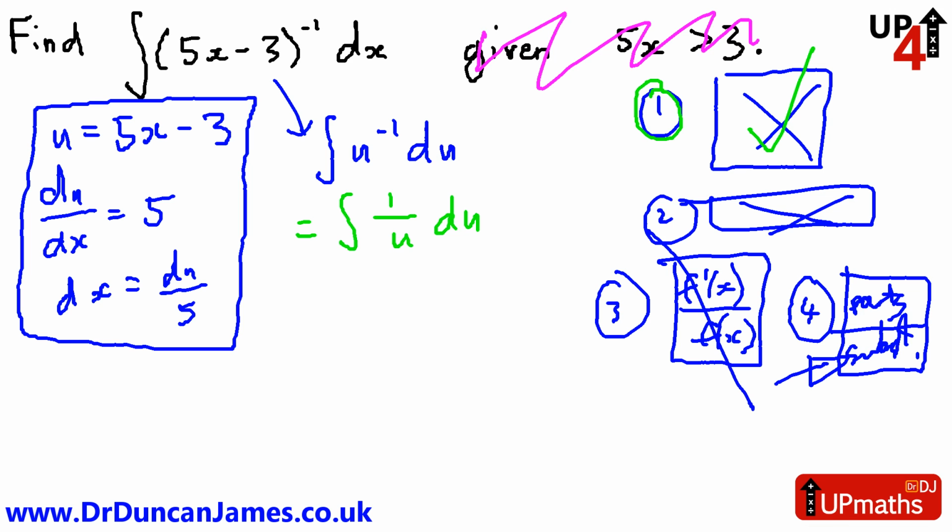By the way, has anyone spotted my deliberate mistake? I should have put du over 5. So let's just put a fifth outside here. So then that's 1/5 ln u with the plus c in front.